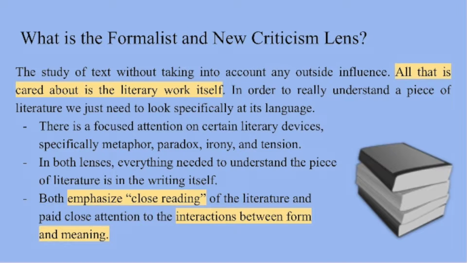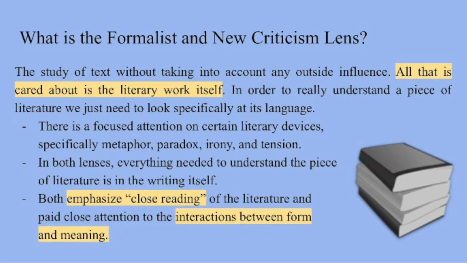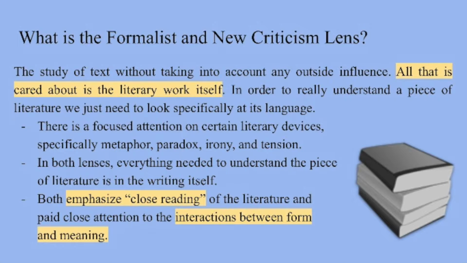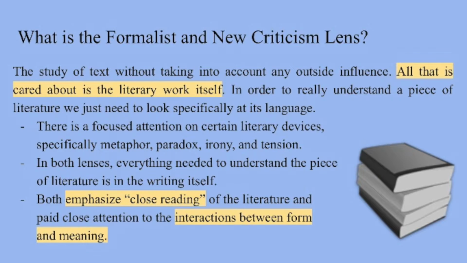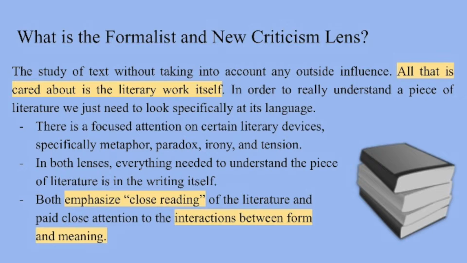So, what is the Formalist lens and New Criticism lens? Formalism is the study of text without taking into account any outside influence. All that we care about in the formalist lens is what is said itself, and we don't take into consideration background info such as author or cultural traditions or even era of the timepiece.